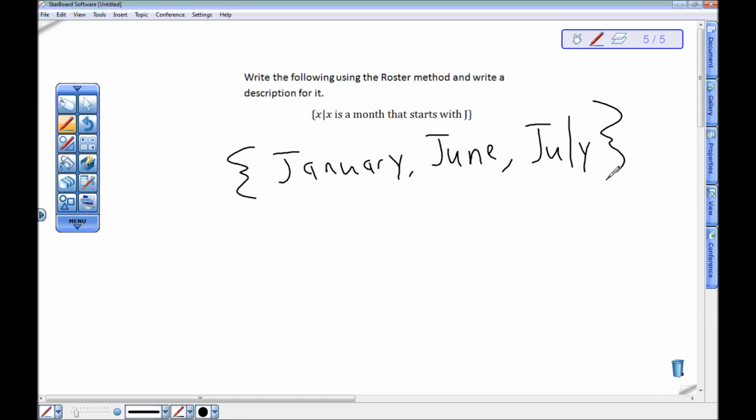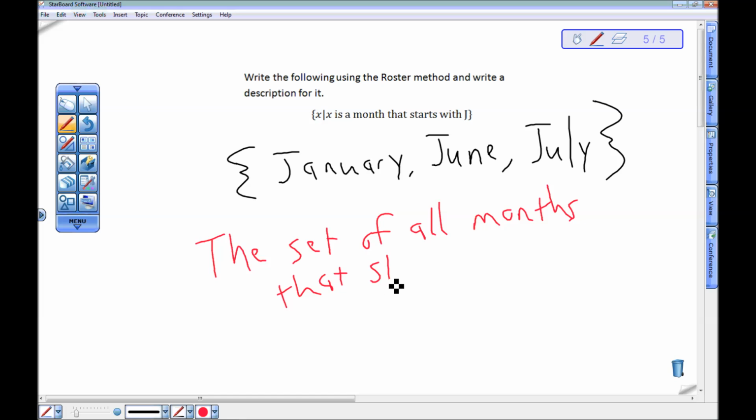There I go. There's the roster method for the set of all x such that x starts with J, the set of all months that start with J, and I just accidentally said it. Here's the description. The set of all months that start with J.